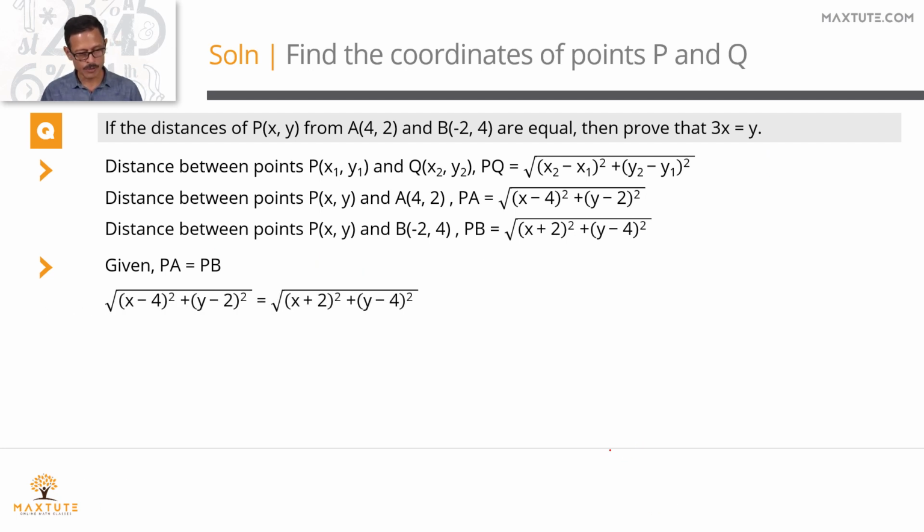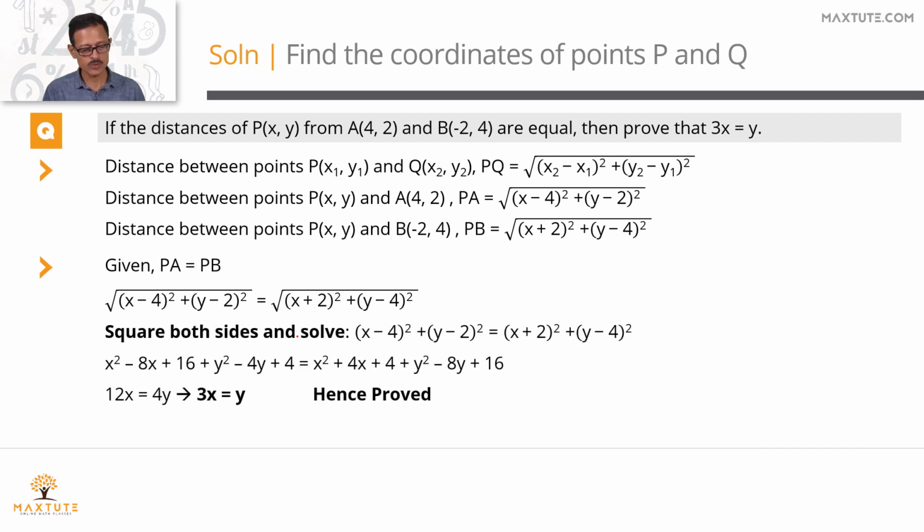Quickly summarize it in a printed form. PA is equal to PB, so PA square should be equal to PB square. Squaring both sides, expanding it: x square with x square, y square with y square, 16 with 16, 4 with 4 cancel. Taking the 8y to the left hand side will give you 4y. Taking the 8x to the right hand side will give us 12x. 12x equals 4y, or 3x equals y. Whatever we needed to prove, we have proved it.